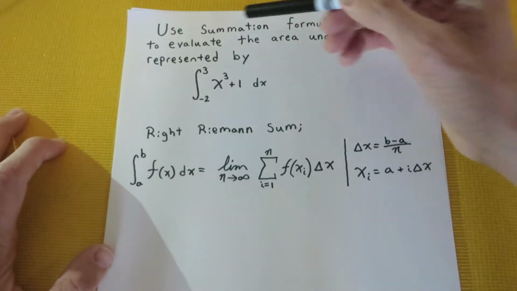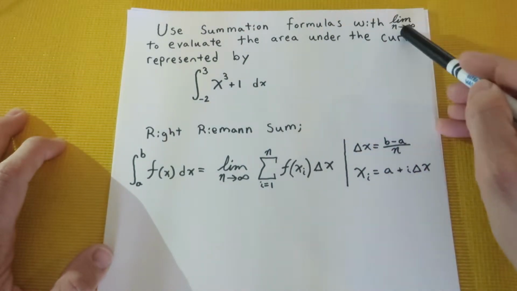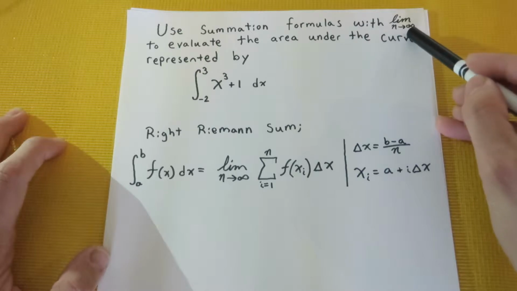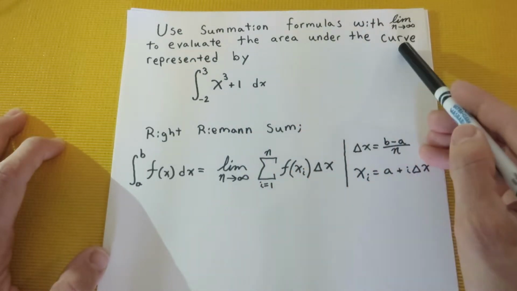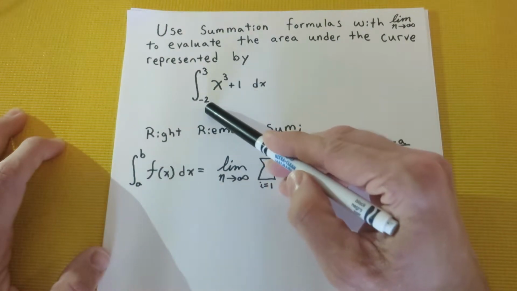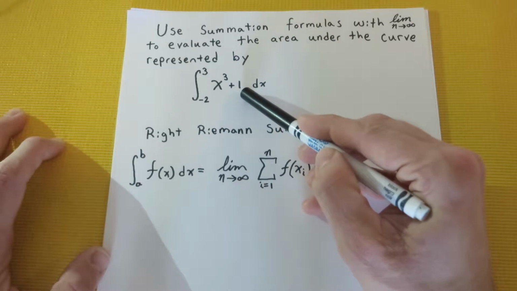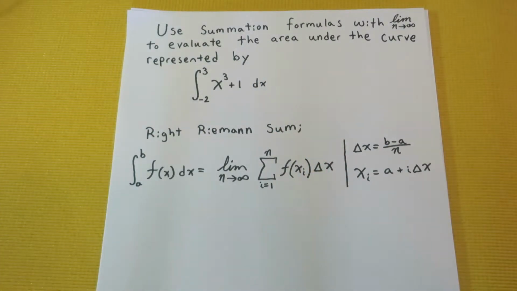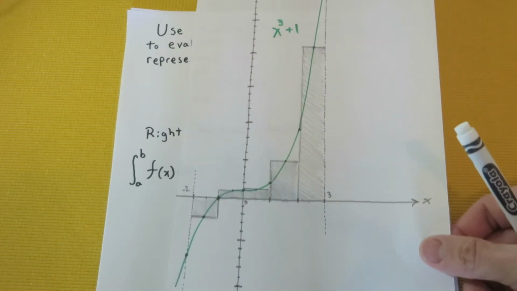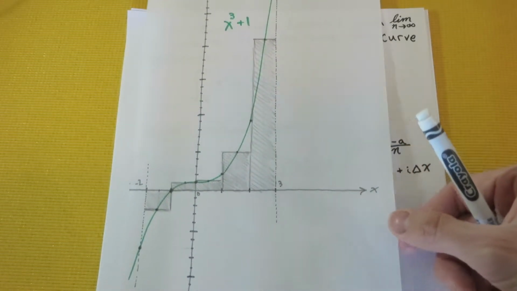Alright, this asks us to use summation formulas with the limit as n approaches infinity to evaluate the area under the curve represented by the integral from -2 to 3 of x cubed plus 1 dx. And just so we can get an idea of what this curve looks like, here's one of our previous graphs that we were looking at.